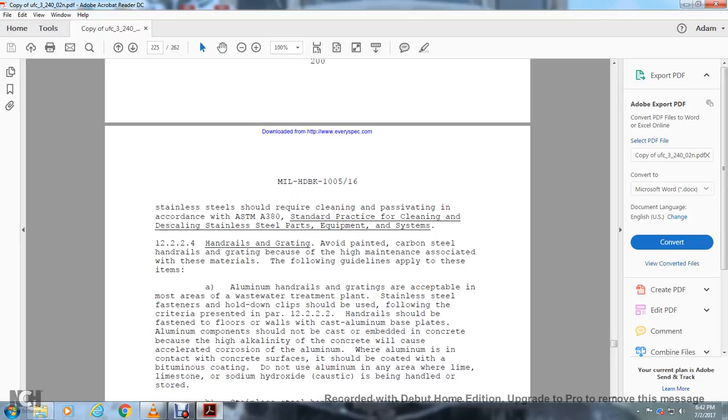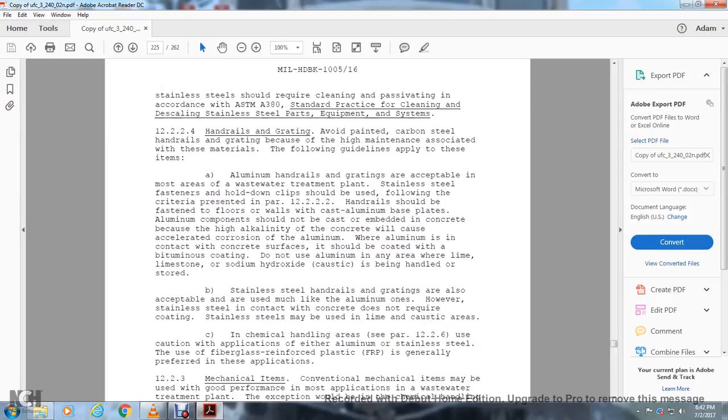Following the criteria presented in paragraph 12.2.2.2, handrails should be fastened to the floor or wall with cast iron base plates. The aluminum components should not be encased or embedded in the concrete base. The high alkalinity of the concrete will cause accelerated corrosion of the aluminum. Where aluminum is in contact with concrete surfaces, it should be coated with a bituminous coating, but do not use aluminum anywhere that lime, limestone, or sodium hydroxide caustic is being handled and stored.